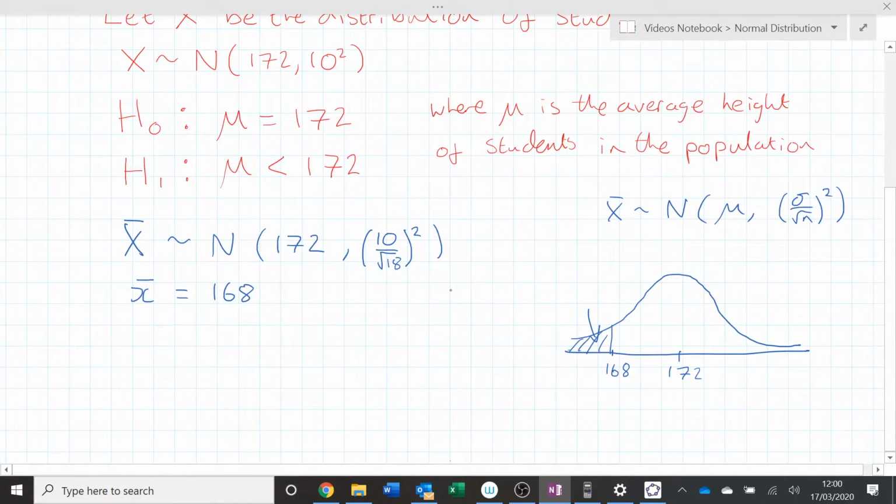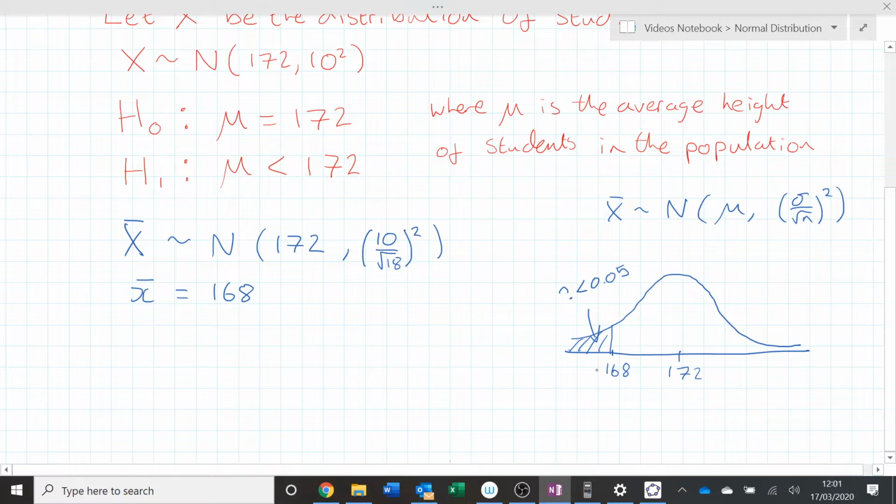And I'm going to say, is this less than 5%? Is this less than 0.05? Because if it is, then the 168 is in the bottom 5% of results, i.e. it is an extreme value, i.e. it is a weird value, i.e. we're going to reject the null hypothesis.